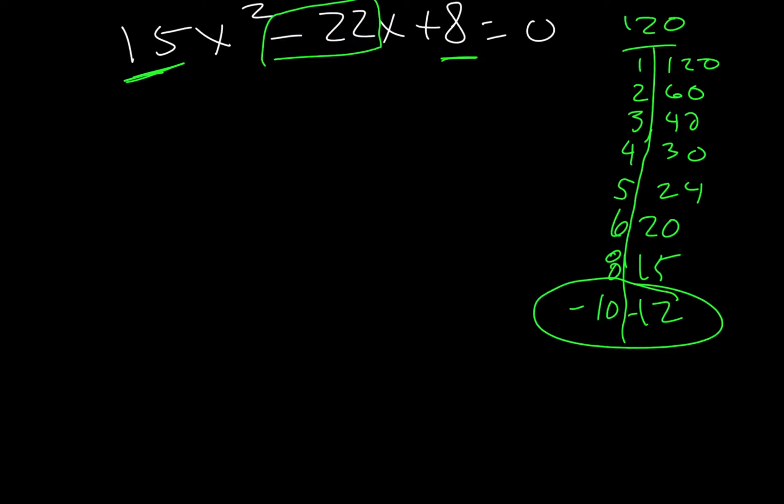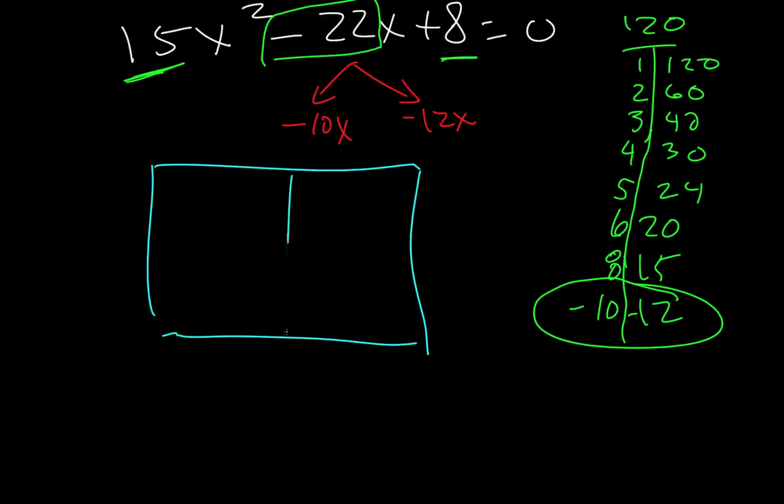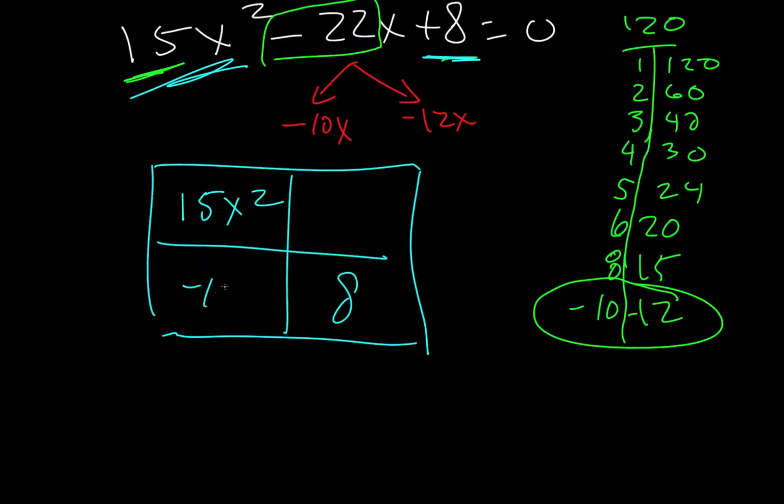Now remember, the goal with box method is we're actually splitting this term. So it's going to be like negative 10x, negative 12x. So we draw our box, and we write the first term right here, 15x squared. Write the last term here, 8. And then the other two that I wrote in red, we put there.